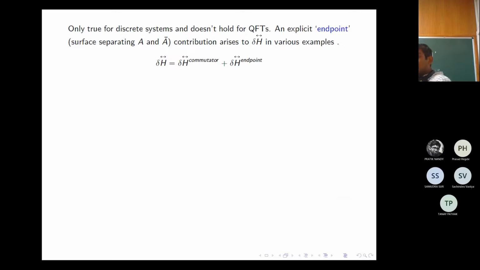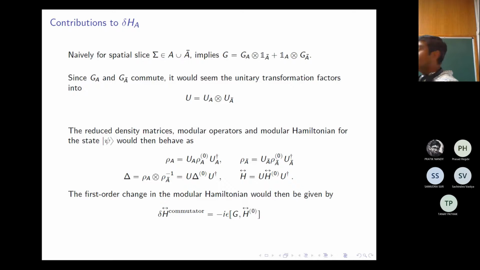But this is only true for discrete systems, and as we'll see, if you are very careful in dealing with field theory correlators and so on, there is an explicit endpoint contribution that arises. And by endpoint I mean the point where these two subregions are separated. Heuristically, when I define G like this, GA plus GA bar, there is an ambiguity in where to place the perturbation that is sitting here. I don't know whether it should go in A or in A bar. If it were a lattice system, this ambiguity would not arise.